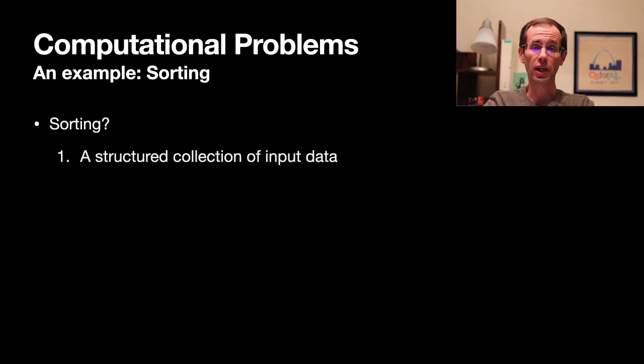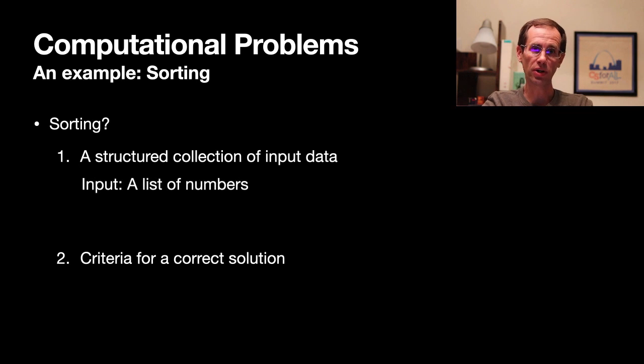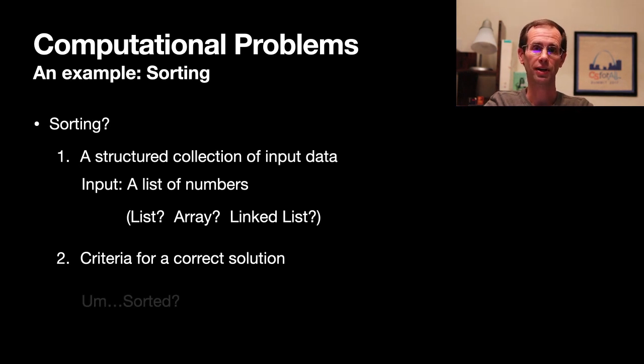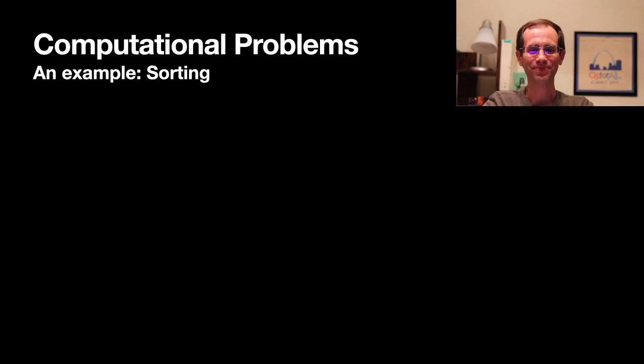So let's break the idea of a computational problem down into its two different parts, a structured collection of input data, and let's talk about what that means for our sorting problem. So our input is a list of numbers. But what does that mean? What do we mean by list? Do we mean an array? Do we mean a linked list? We need to be more precise. We'll come back to that in just a second. But before we do, let's also think about our criteria for a correct solution. Sorted seems pretty straightforward, right? But again, we'll be a little bit more precise.